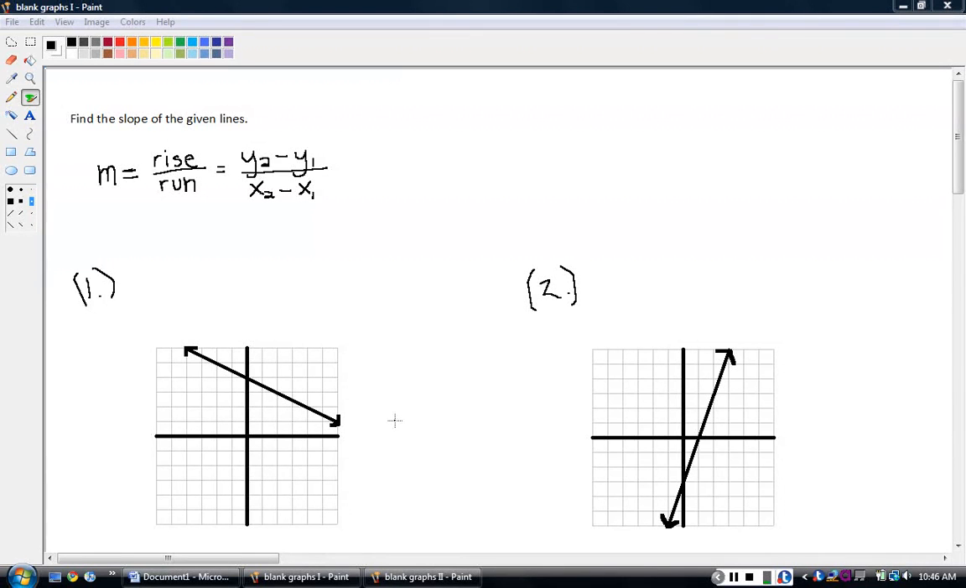The directions are to find the slope of a line. So here, number 1 and number 2, we get a couple of lines. Okay, so let's talk about what the slope is.